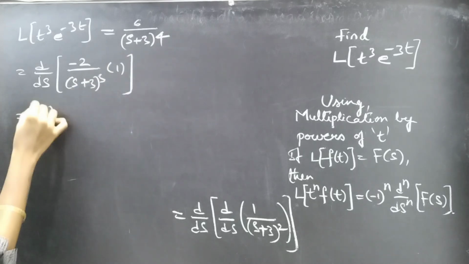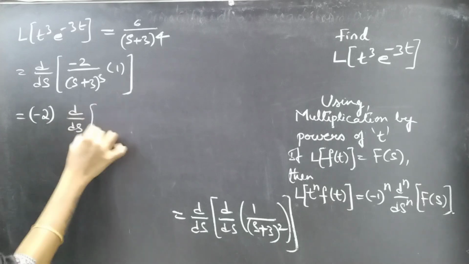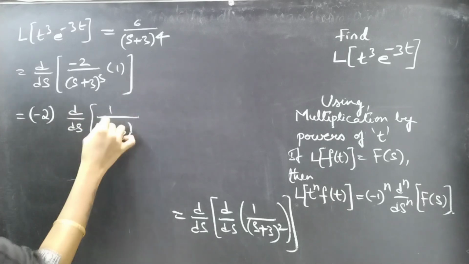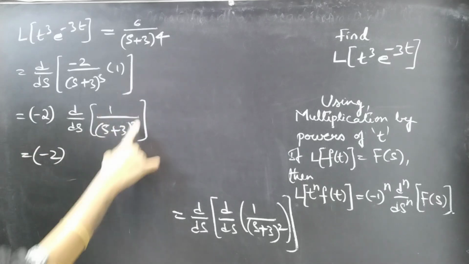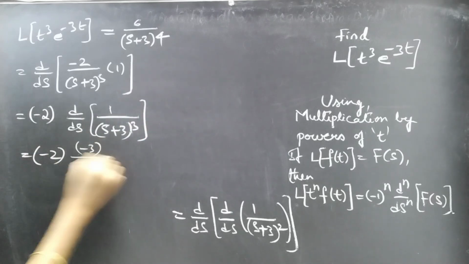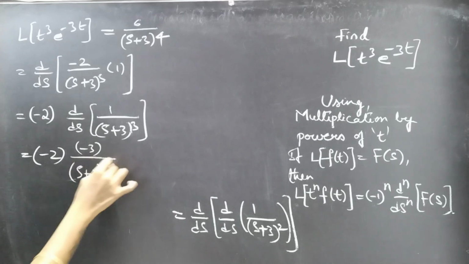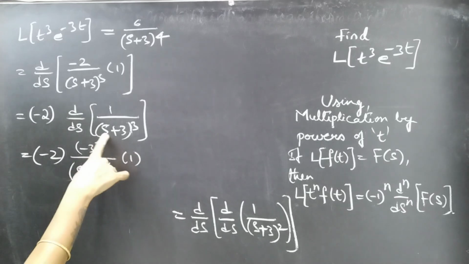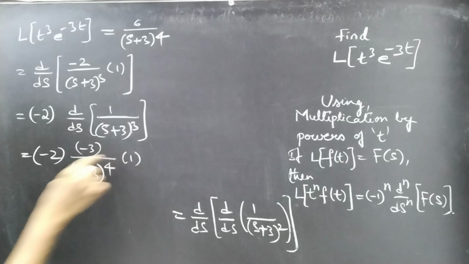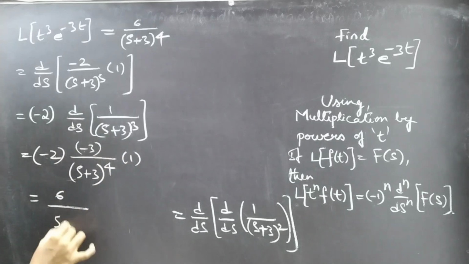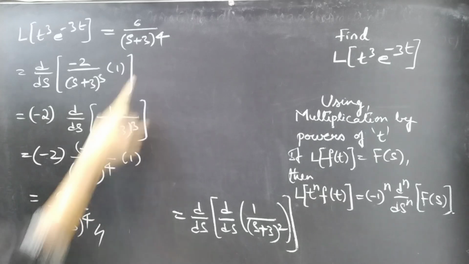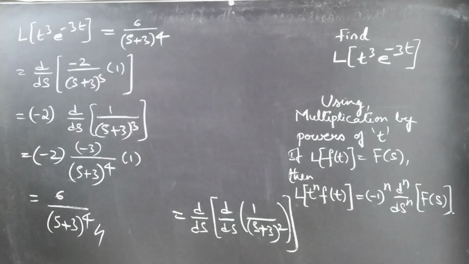I can write this as minus 2 into d by ds of 1 by s plus 3 whole cube, which gives us derivative of 1 by s plus 3 whole cube is minus 3 by s plus 3 whole power 4 into inner derivative, that is derivative of s plus 3 with respect to s is 1. This is equal to minus into minus plus 2 3s are 6 by s plus 3 whole power 4, which is the required answer. Now let's see how to solve the problem using first shifting theorem.